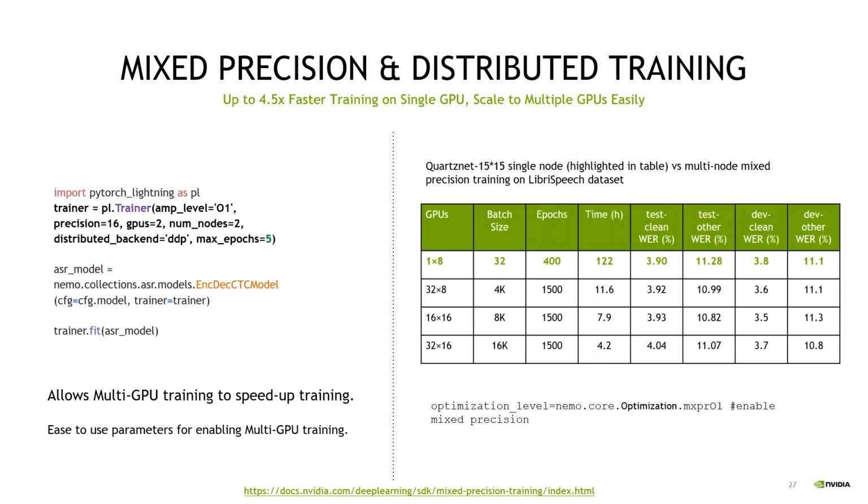On the right, you can see QuartzNet ASR model performance and training duration going from 122 hours on one node of 8 GPUs to 4 hours on 32 nodes of 16 GPUs.